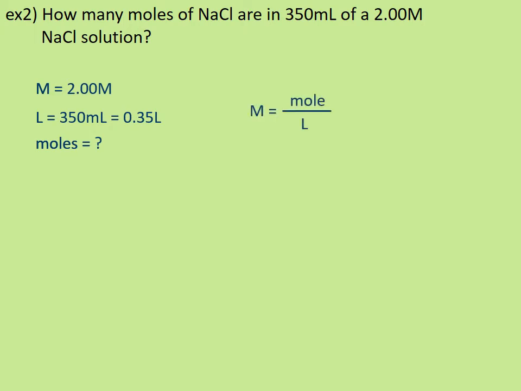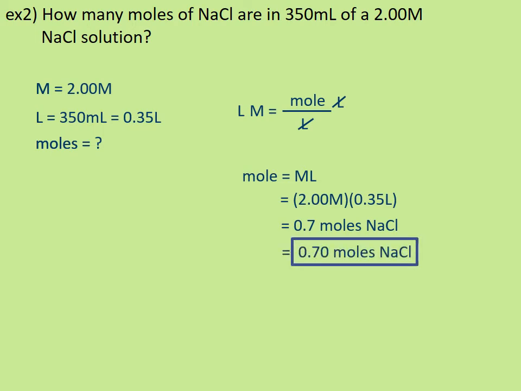I'm solving for moles. To get moles by itself, I will multiply both sides by liters. So liters on the right will factor out. So moles equal molarity multiplied by liters. I will sub my numbers in, run it through my calculator. That gives me 0.7. I will need 2 significant figures, so my final answer is 0.70 moles NaCl.